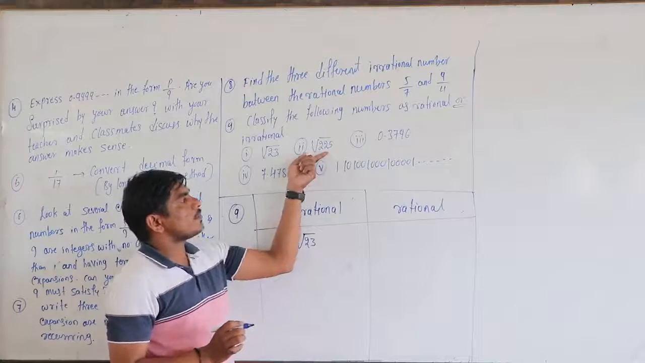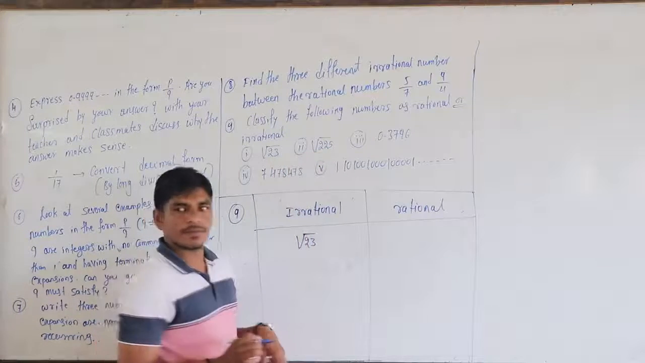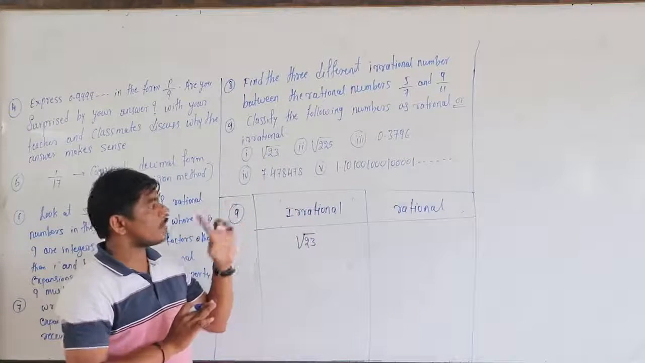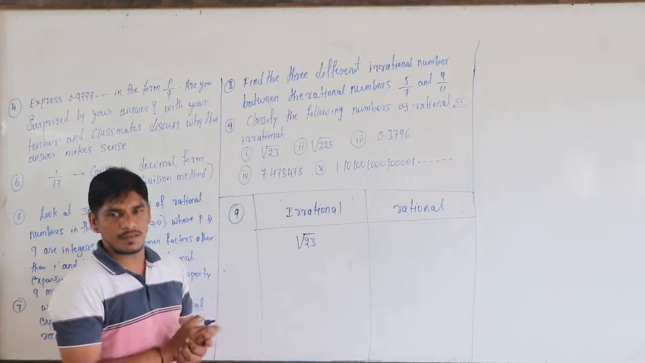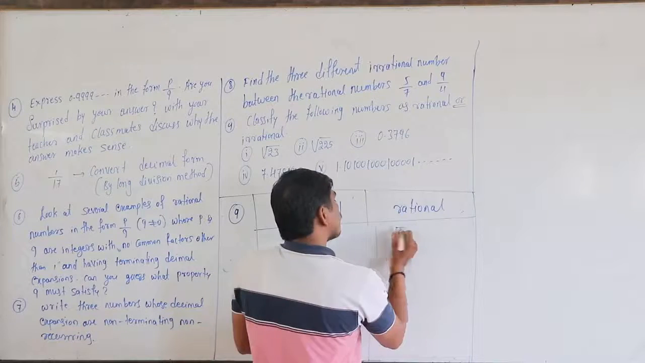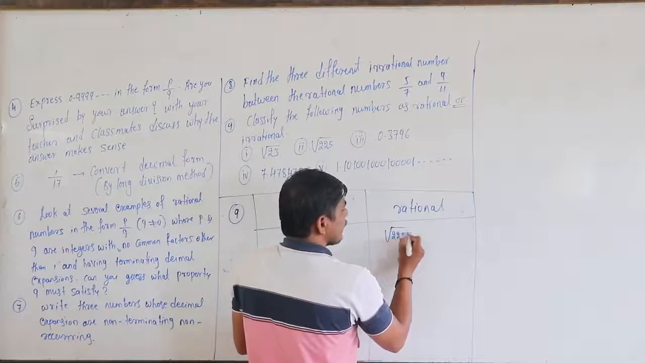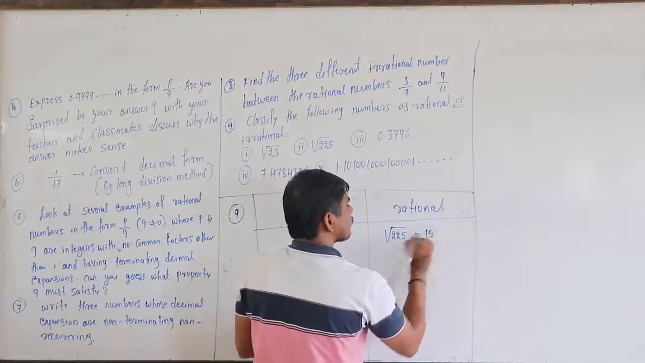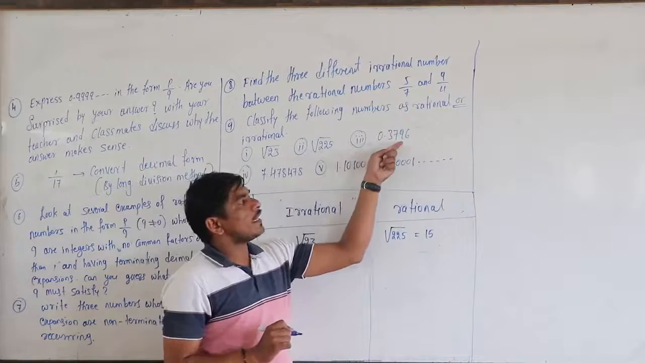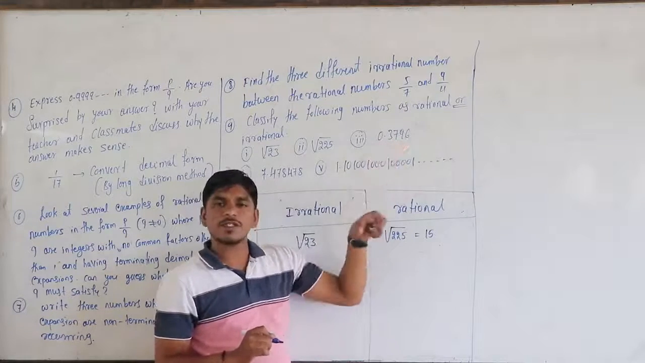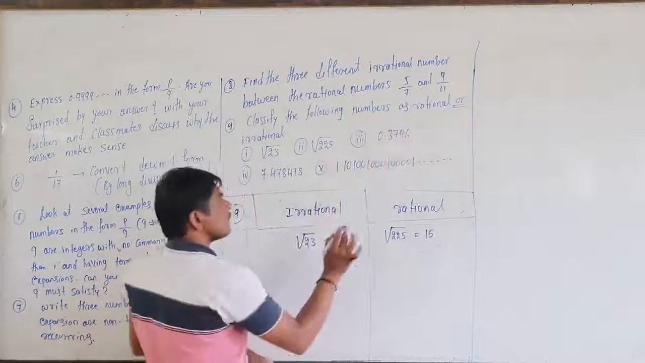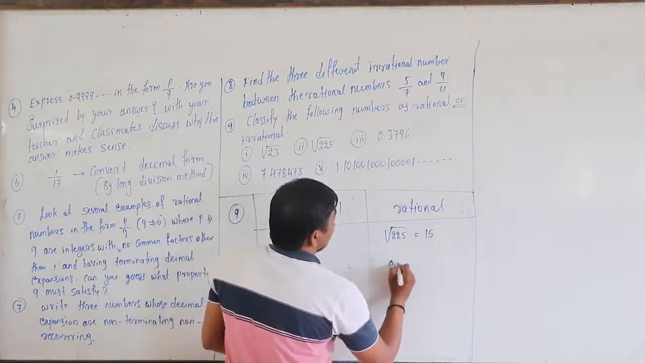And the next one is root of 225. 225 is a perfect square number, the square of 15. Now root of 225 value is 15. That's why root of 225 is rational. And the third one, 0.3796. Now this decimal expansion is completely divisible. That's why this is also rational.